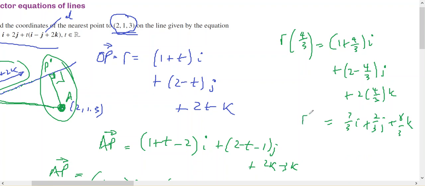And if that is the position vector when t equals 4/3, the point, and I've been asked to find the coordinates, will be (7/3, 2/3, 8/3). And that's question 16 out of 5A.